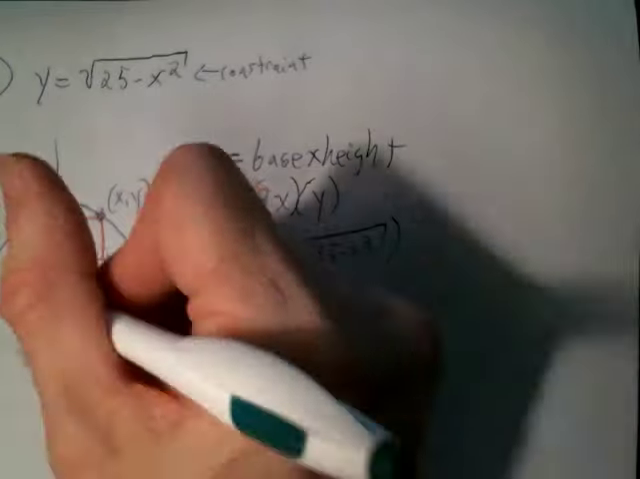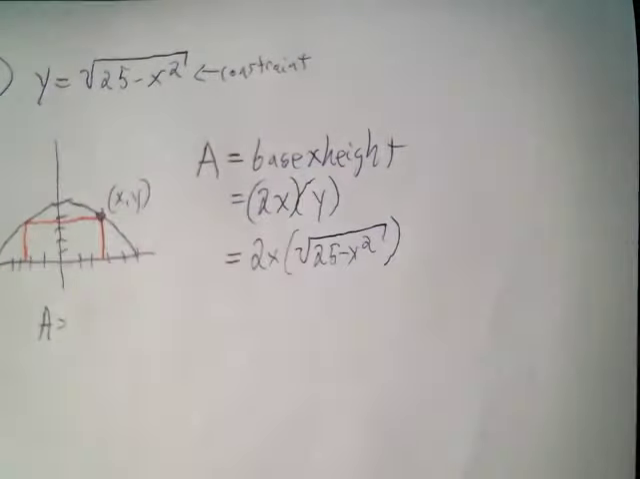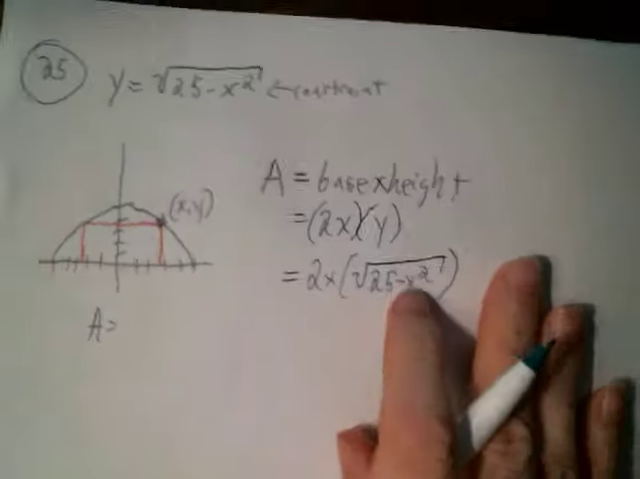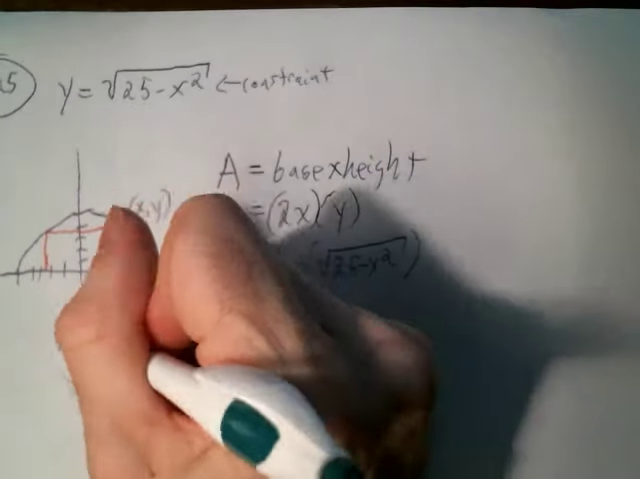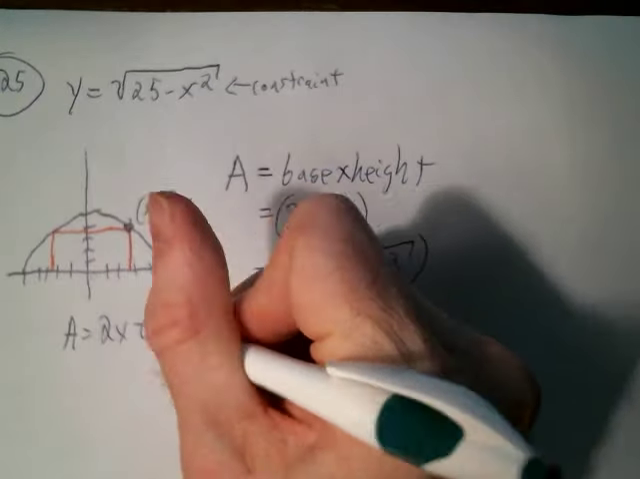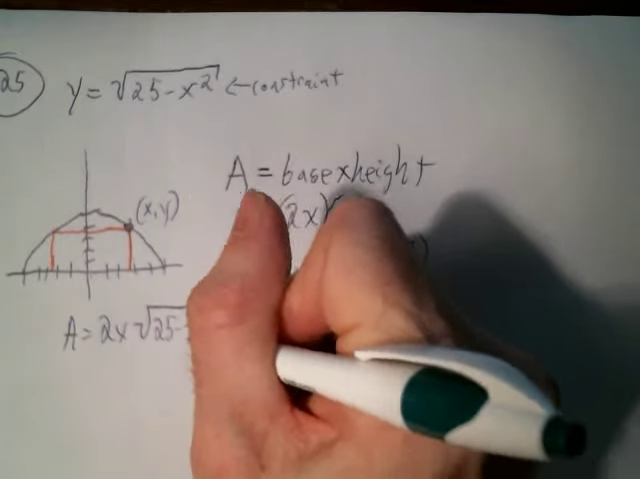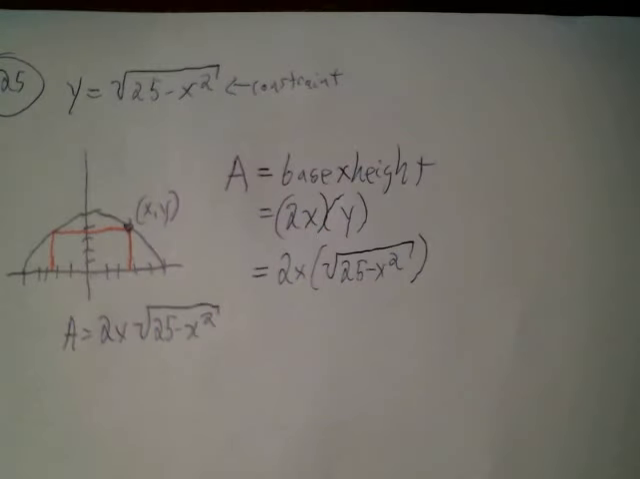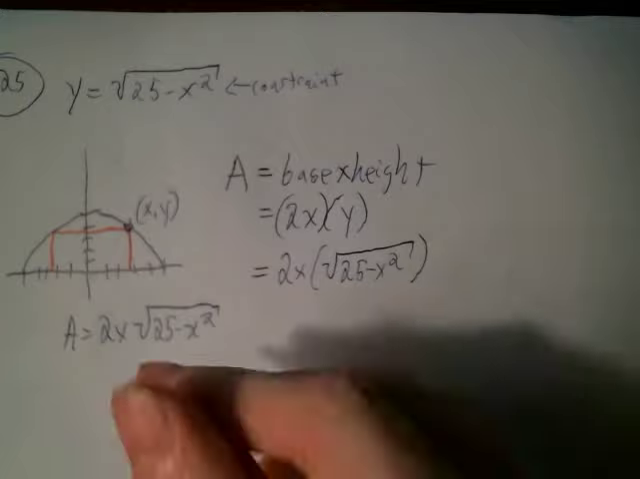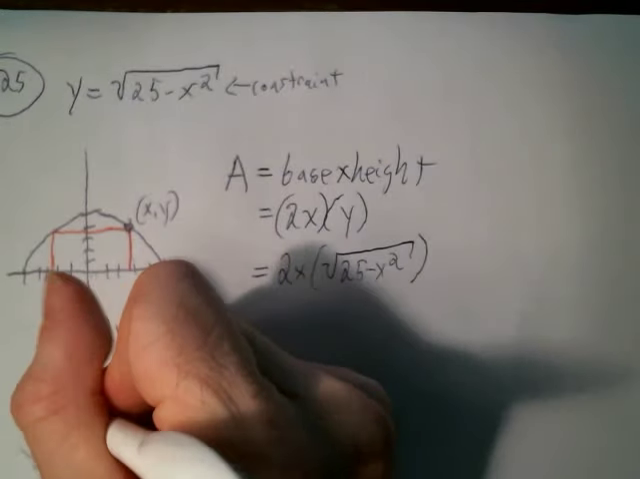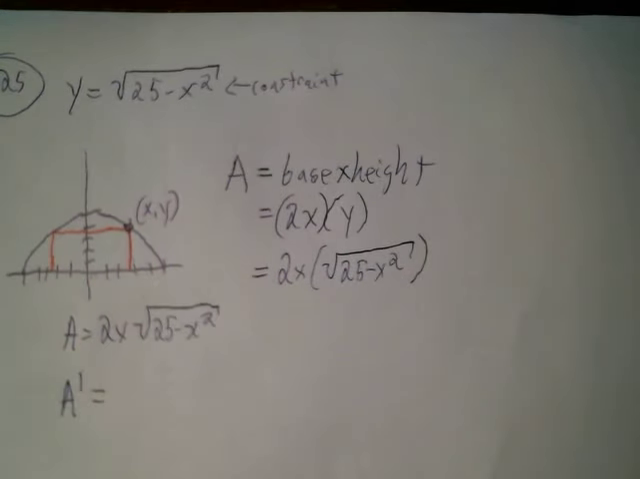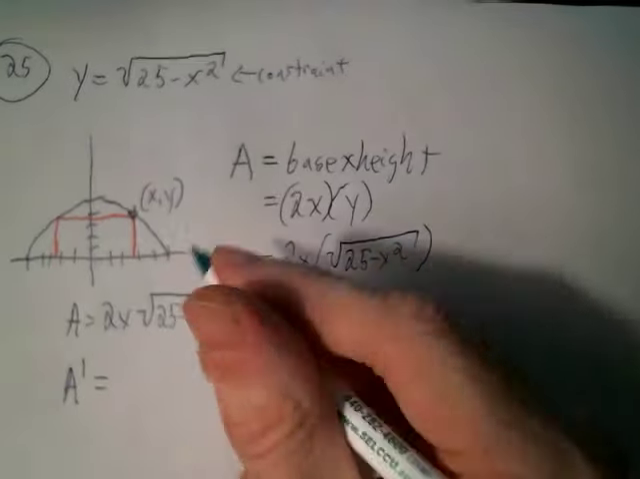Okay, so let's go ahead and do that then. So area is given by this thing. It's 2x times the square root of 25 minus x squared. Okay, looks like a bit of a headache, but that's okay, we can handle it. Right, it's going to need a product rule and some chain rule.